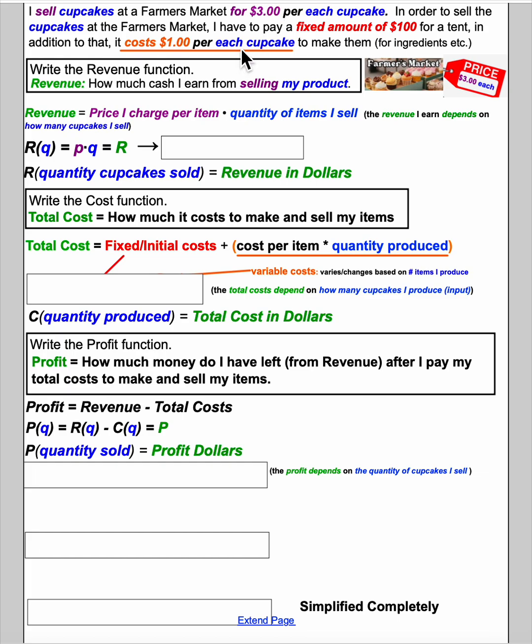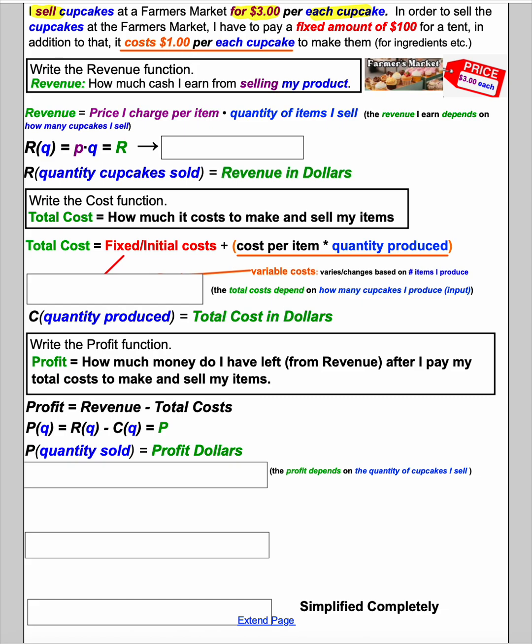In this video, I'm going to go through an example of writing all of the business functions we've covered from a word problem or word scenario. So if I look here, it says I sell cupcakes at a farmer's market for a price of $3 per each cupcake. So you see here, sell, and how much did I sell them for? And then I'm selling it per each cupcake. That is a clue when writing the function.